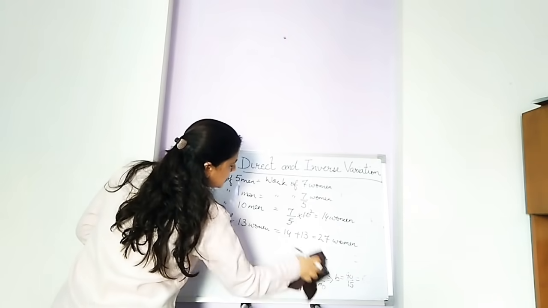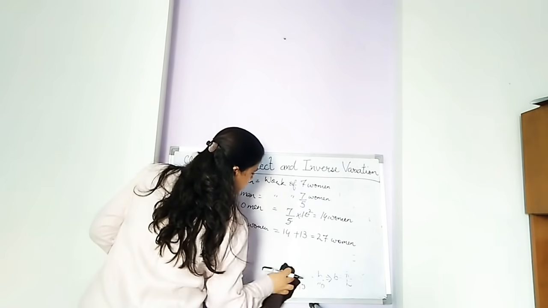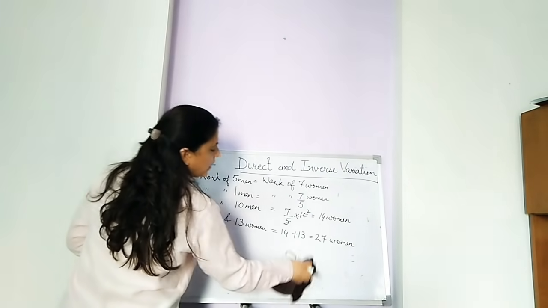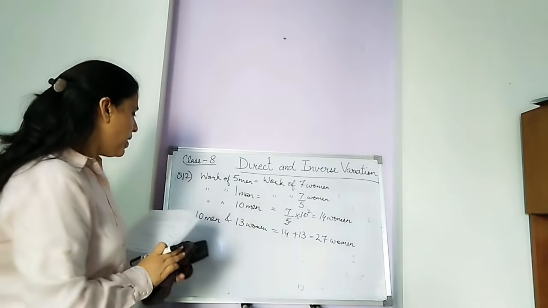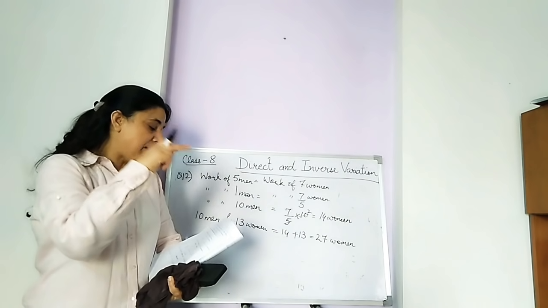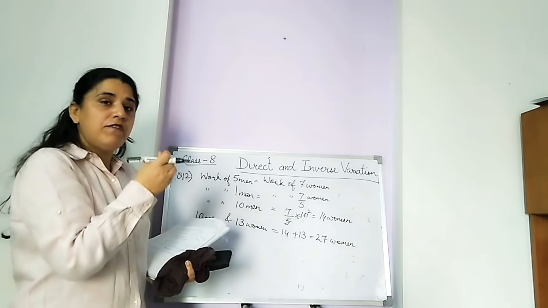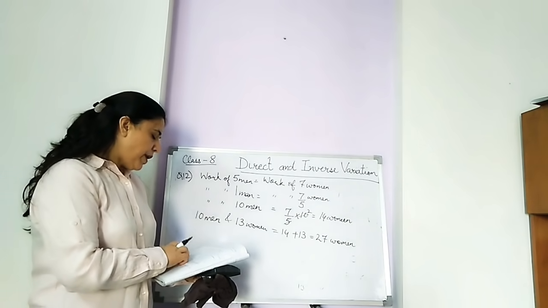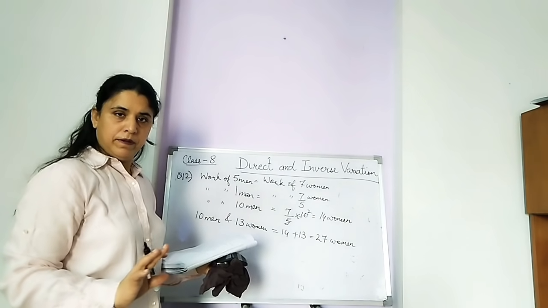So what we have done here, we have compared their work. 10 men is equal to 14 women. The salary of 10 men is equal to the salary of 14 women, or the work done by 10 men is equal to work done by 14 women. Now what we have to find? If 7 women earn rupees 525 per day, how much would 27 women earn?